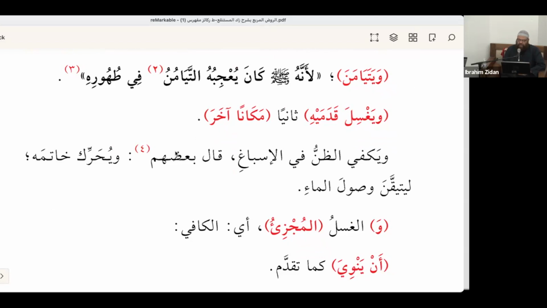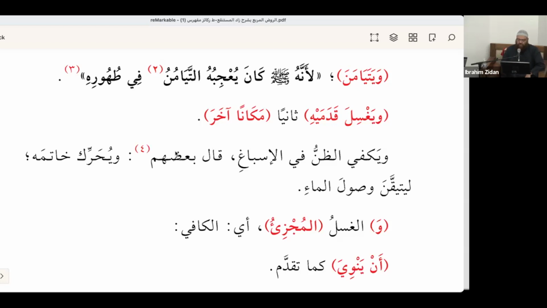لأنه صلى الله عليه وسلم كان يعجبه التيامن في طهوره, because the Prophet عليه الصلاة والسلام used to like التيامن, to use the right always in his tuhur, in his purification. So after the niyyah and saying Bismillah, and then wudu, when the person is making wudu, the right first, of course, and then he puts water on his head 3 times, and then the right side, and then the left side, so starts with the right. So always starts with the right.